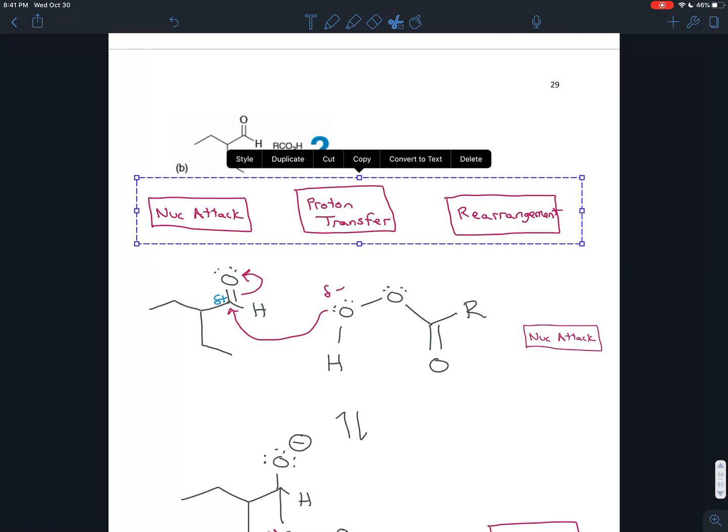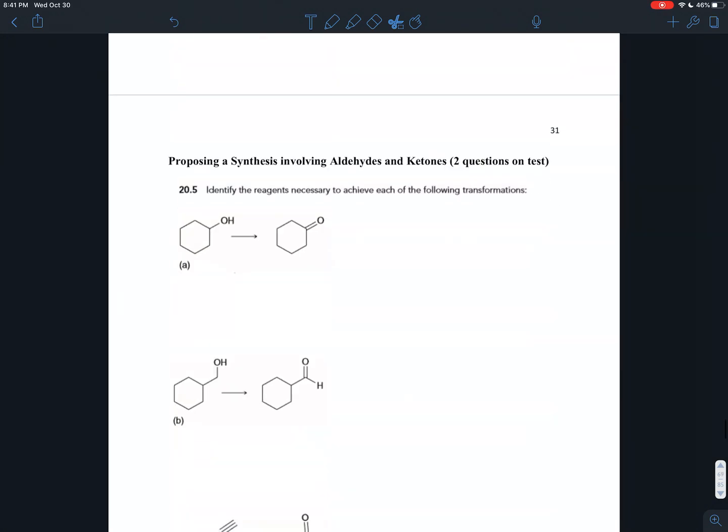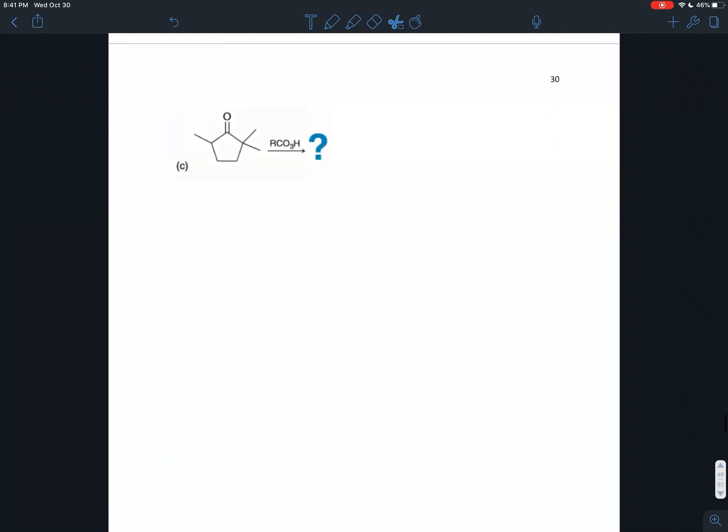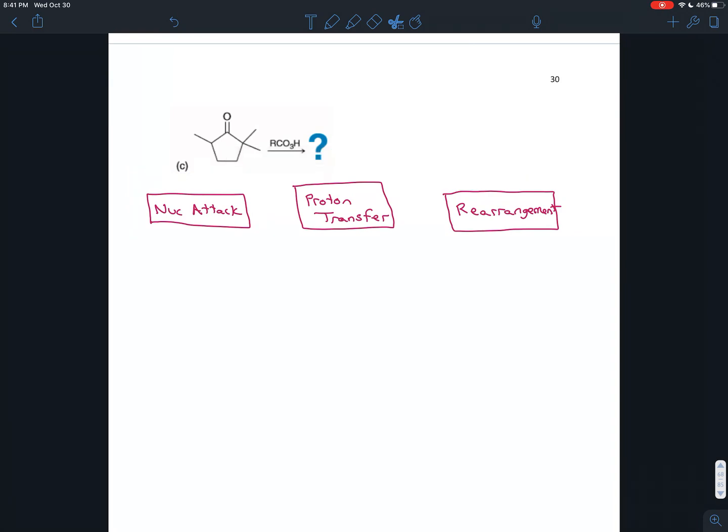Okay, let's see the same mechanism again with a different carbon backbone, just to help reinforce this. And this will be our last of the Baeyer-Villiger oxidation mechanisms that we get to see. So we're going to do these 3 steps again. First, draw your aldehyde or ketone. In this case, they're giving us a ketone.